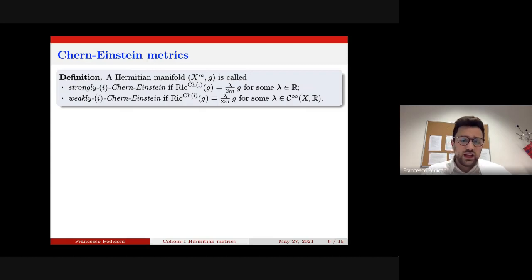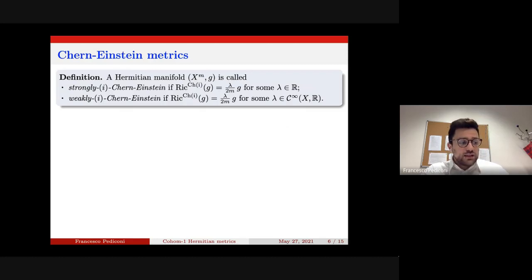So here we say that a Hermitian manifold is first Chern-Einstein if the first Chern-Ricci tensor is proportional to the metric G. And we say that the metric is second Chern-Einstein if the second Chern-Ricci tensor is proportional to the metric G.